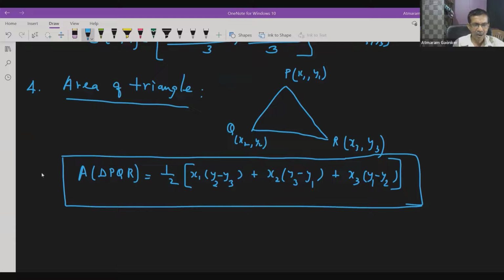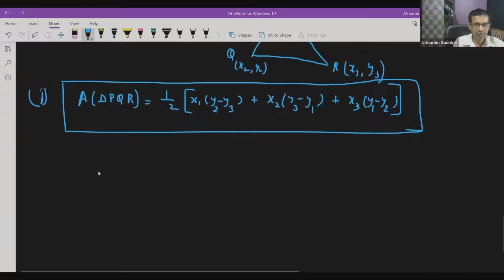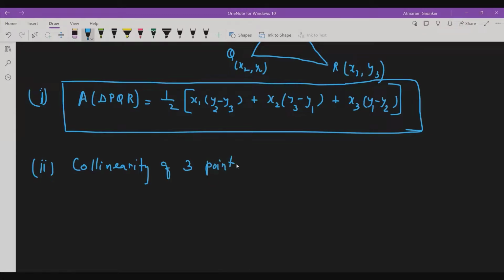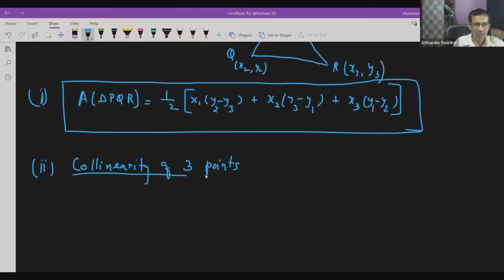And in this also, there is one sub formula that is simple to remember. This is giving you the area of a triangle. Do you know what is collinearity of 3 points? Anybody knows? Then please tell me what is collinearity of 3 points.